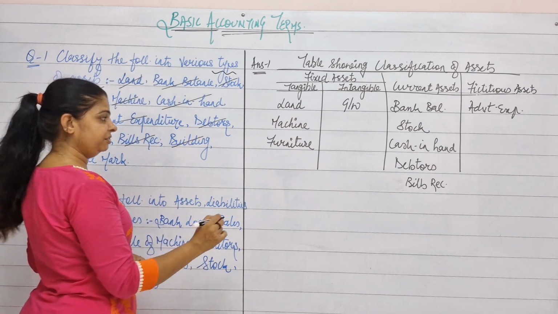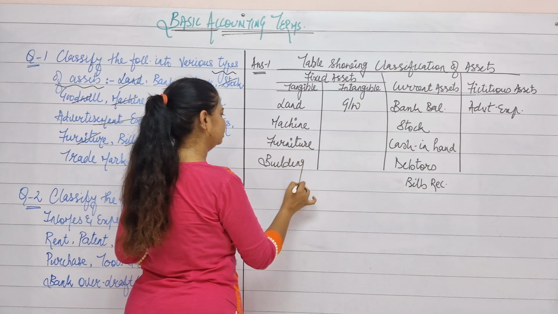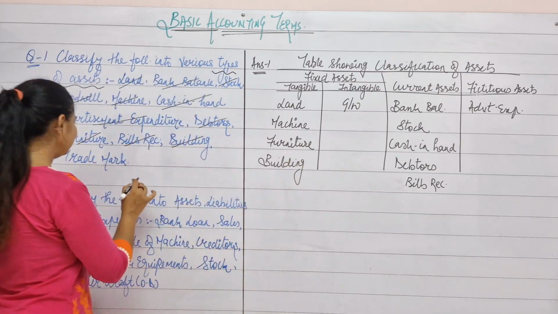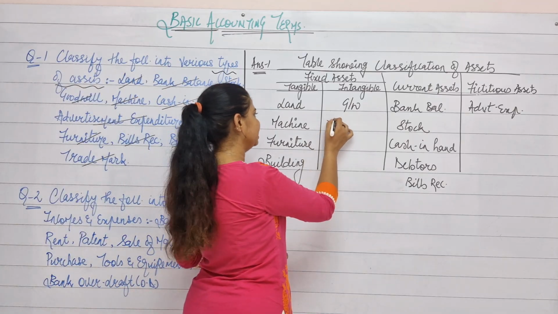Then building is your fixed and tangible asset. So you will drop it here. And the last one is trademark. Trademark is your fixed intangible asset.